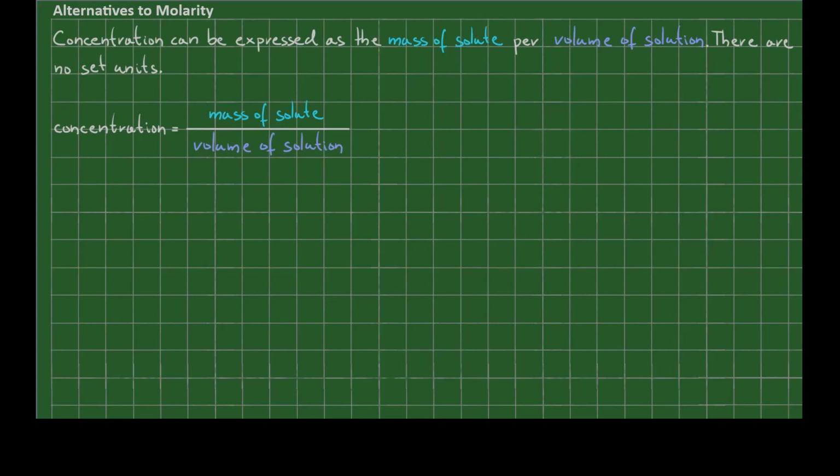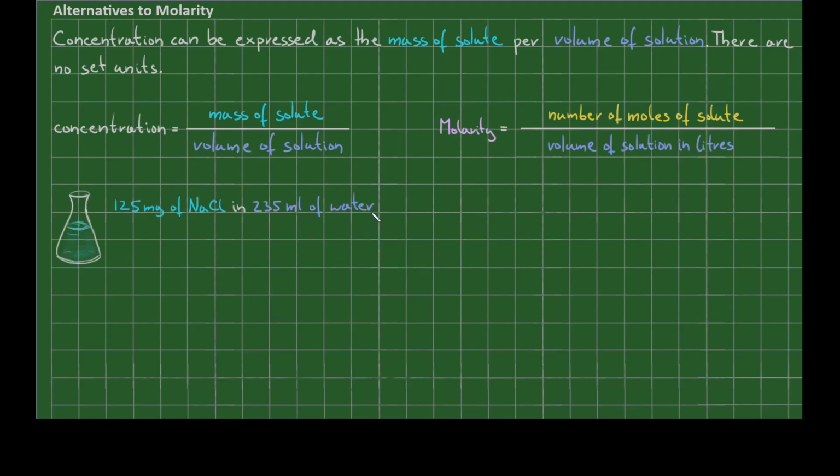In very general terms, concentration can be expressed as the mass of solute per volume of solution. Note that there are no set units. When we talk about molarity, our units are number of moles of solute and the volume has to be in liters. When it comes to concentration, the units can be whatever is given to us.